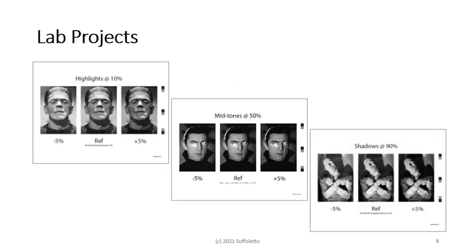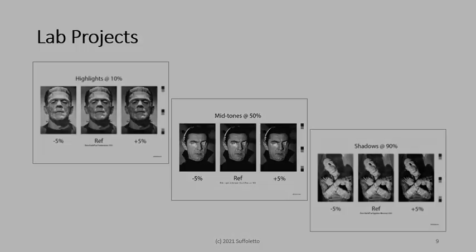In our laboratory, we will print 3 projects, one for highlights, one for midtones, and one for shadows. Frankenstein is the highlights, Dracula is the midtones, and the Mummy is the shadows.